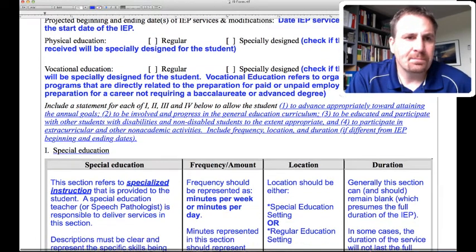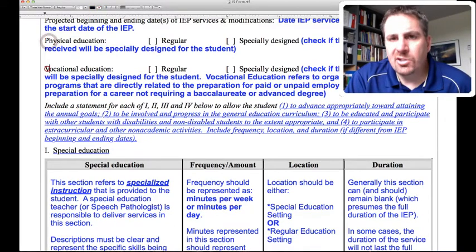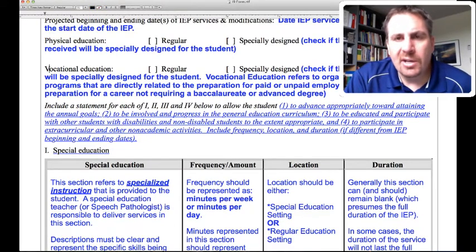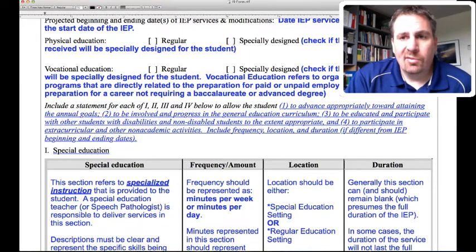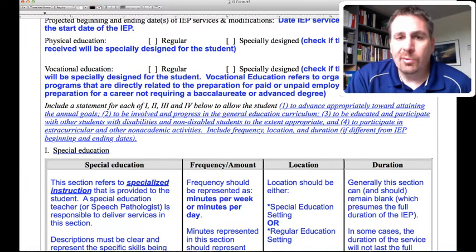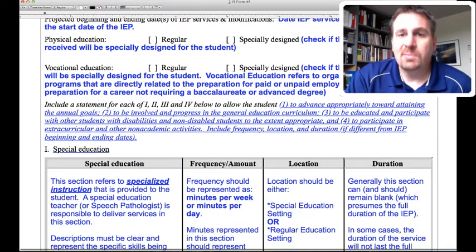This form also asks us to look at physical education and vocational education and to make a determination as to whether they're going to be receiving regular physical and vocational education or specially designed. If they receive specially designed physical education or vocational education, it is then considered a special education service. So check, and if the physical education that they're going to be receiving is specially designed, check the specially designed.